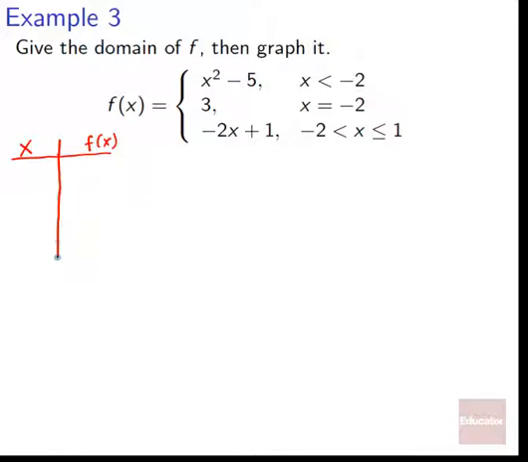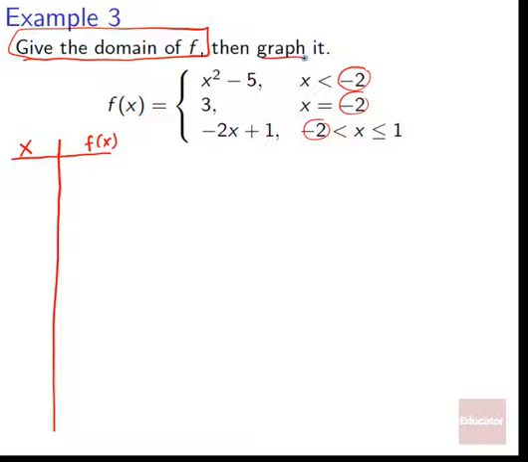Now, what values? Clearly, -2 is kind of important. It shows up in a lot of places. What are we going to do? Well, the first thing that we are told to do in this problem is to give the domain of f, then graph it. So first, let's do the domain.